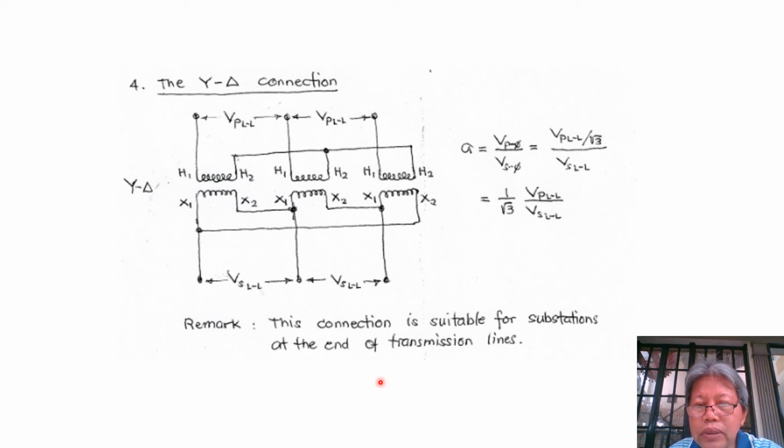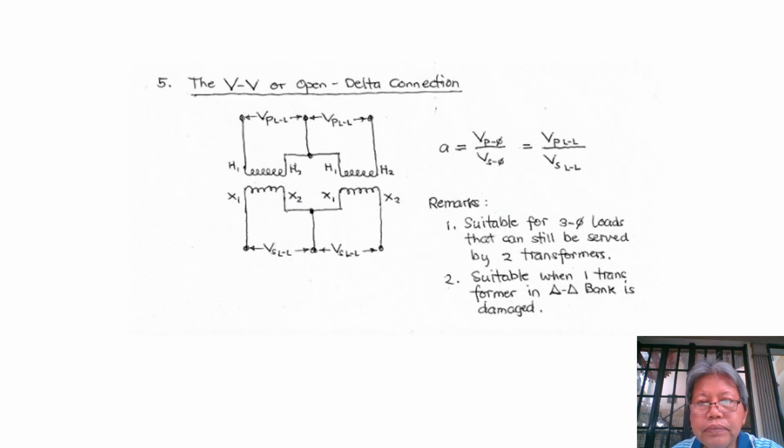Now this connection is suitable at the end of transmission lines. Since transmission lines are at high voltage, we have Y connection of the primary to be appropriate, and at the secondary we can connect the windings in delta, especially when we expect the loads of our system to be unbalanced. So it's better to have a delta connection here for stability.